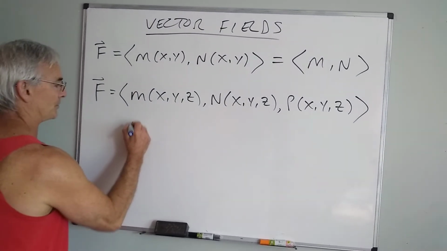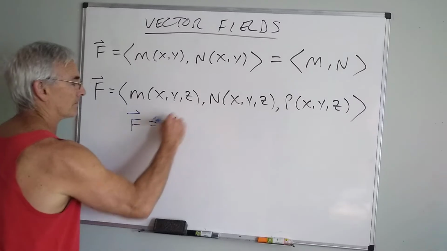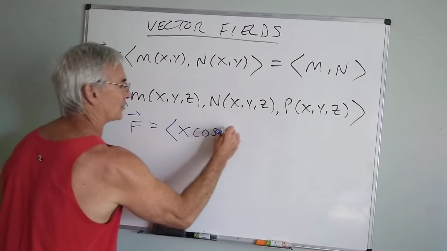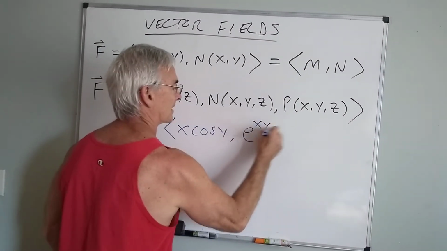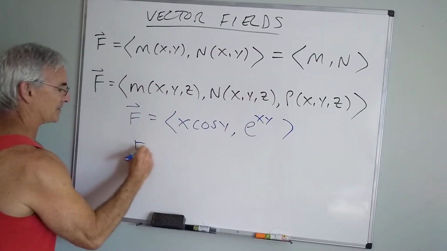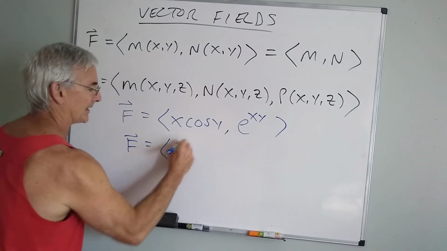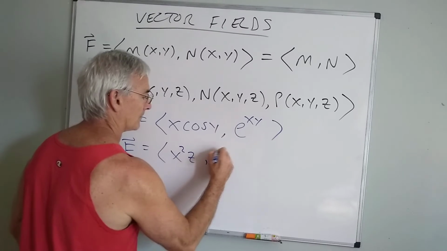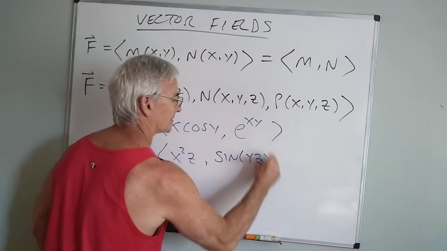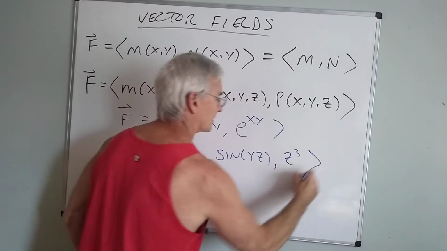For example, in 2 dimensions, it might be x cos y, e to the xy. In 3 dimensions, it might look like x squared z, sine yz, z cubed.